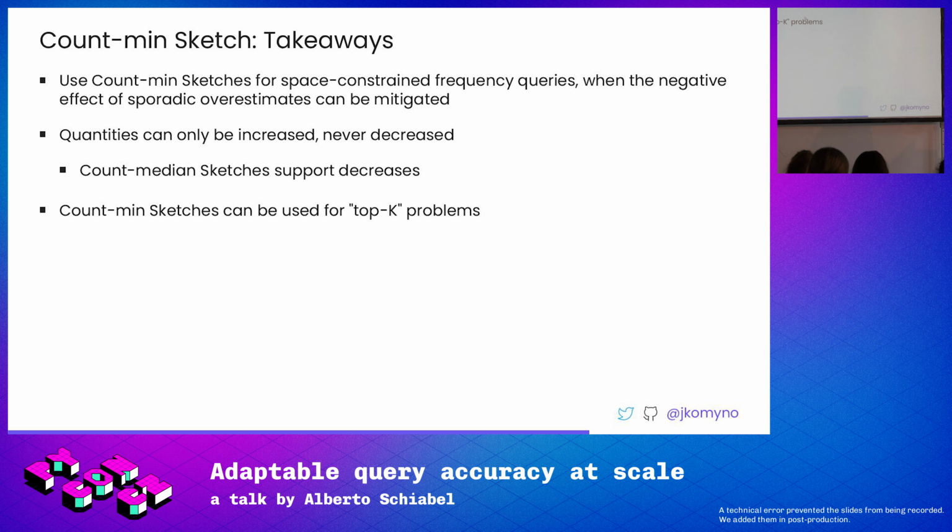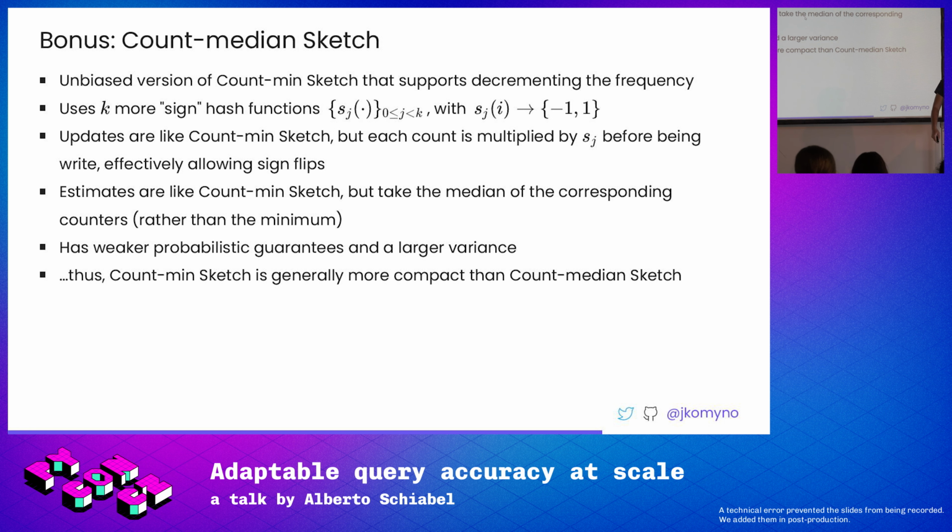You can tune them, you can get the optimal k and m values for it, and the takeaway is that you can apply them for these frequency queries. They might be a little bit biased. If you take the estimation on average, it will always be a little bit overestimated in terms of the actual count of your frequency. There are alternatives like count median. I'm just going to leave it for later.